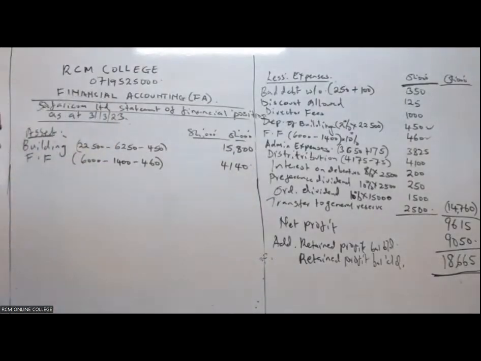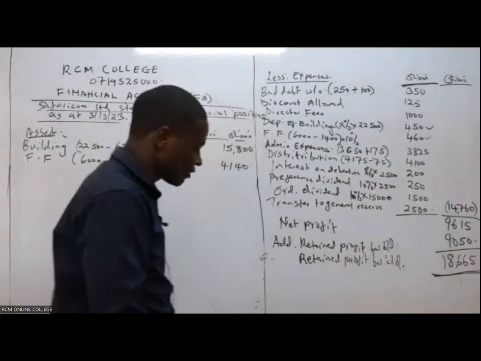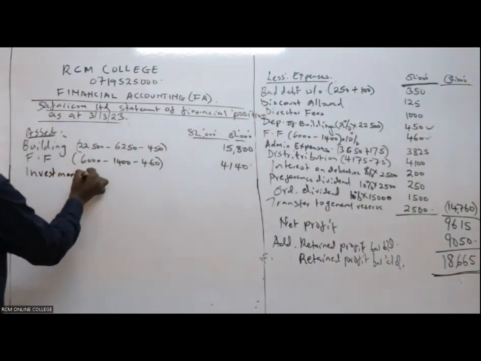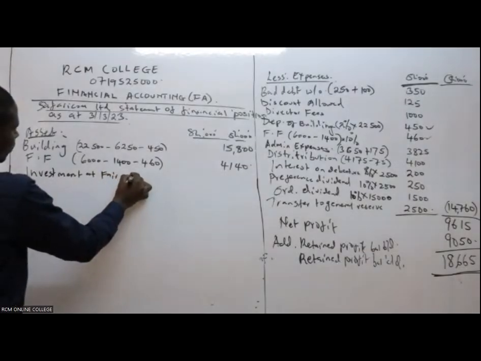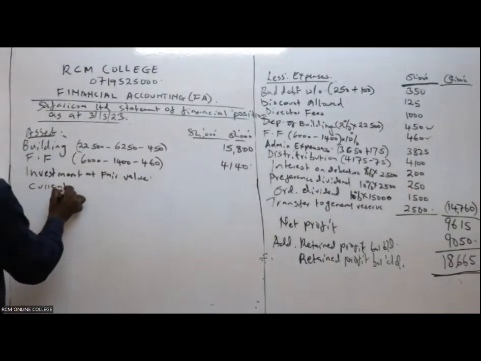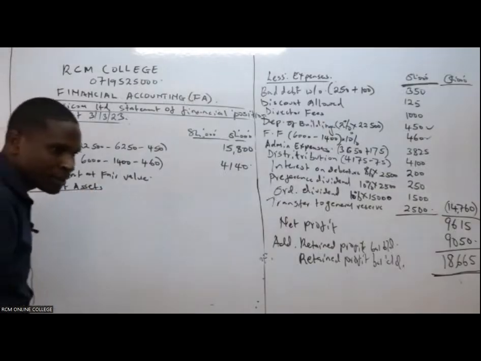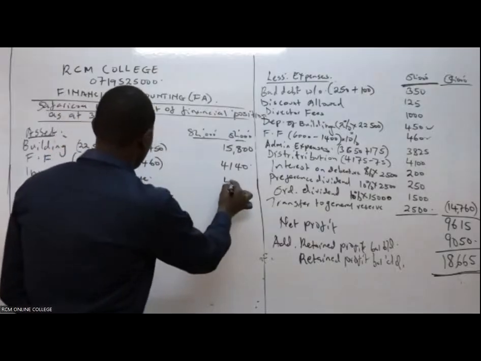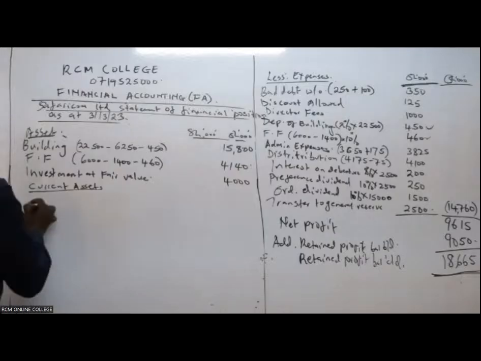And then we had the last item in that question. The last item was investment at fair value. How much was it? For those who have the question, how much was it? Then we go to the current assets. It was 4,000, I can see it was 4,000. So for the current assets, we have inventory.